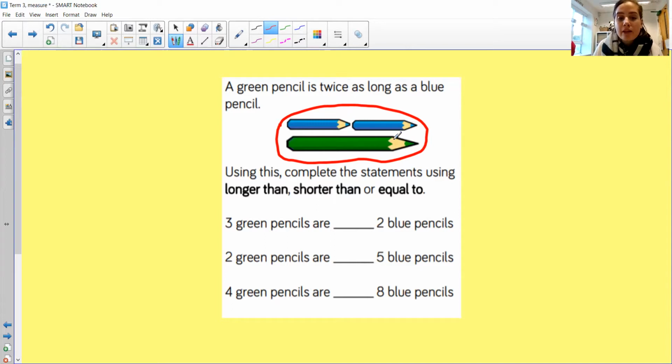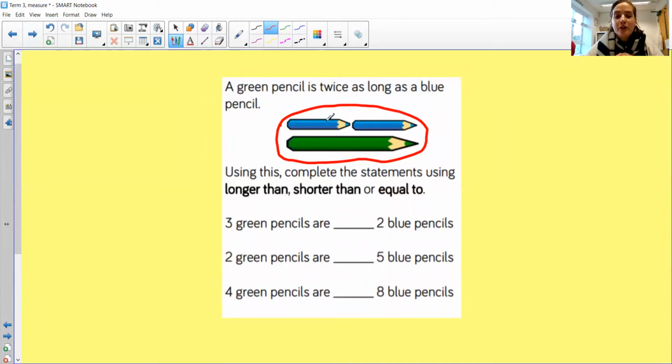So 3 green pencils are 2 blue pencils. So are they longer than, shorter than, or equal to? 2 green pencils are 5 blue pencils. 4 green pencils are 8 blue pencils. So you guys have got to fill in these blanks and have a little explore with this. So if you're in the classroom, cutting these out and laying them across your tables, or if you're at home doing exactly the same thing, come back to me when you've had a good go.